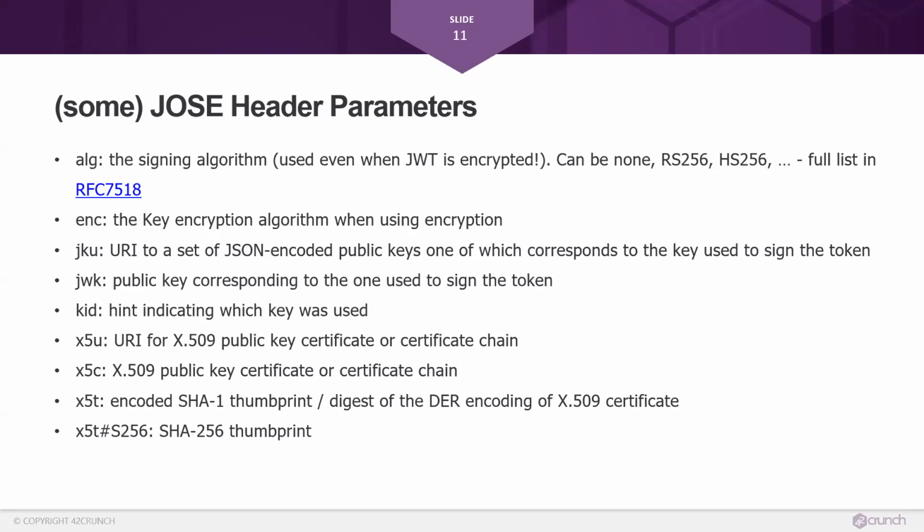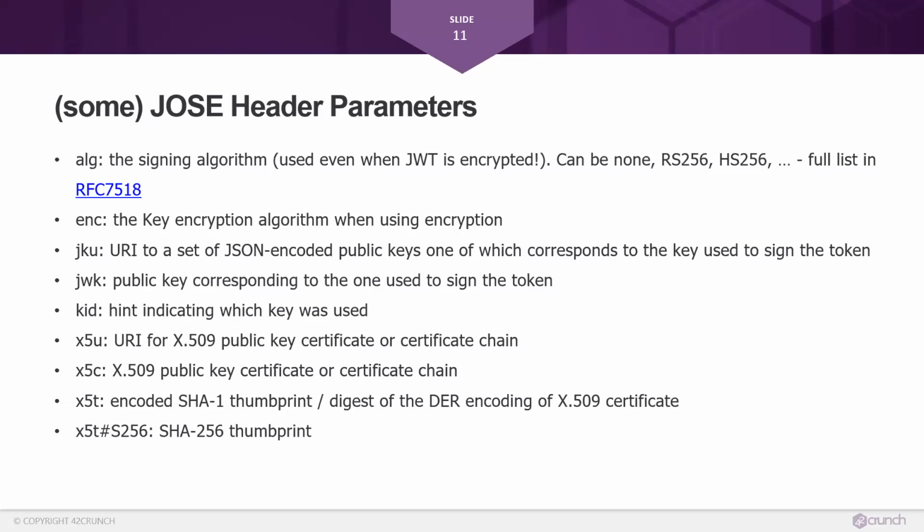And then afterward, in the JWT header, you find a bunch of stuff that is related to how you can retrieve the keys used to sign and/or encrypt, and how you can have trust in them. And that is very important. Trust is very important. So you've got the JKU stuff. JKU is actually a URI where you can find all the JSON encoded public keys using the JWKS format.